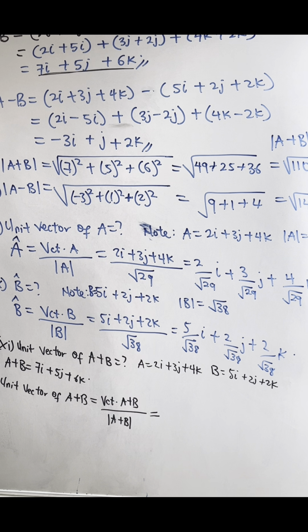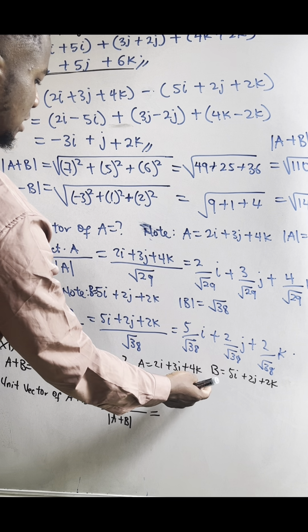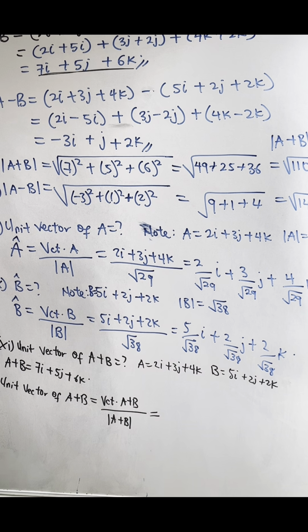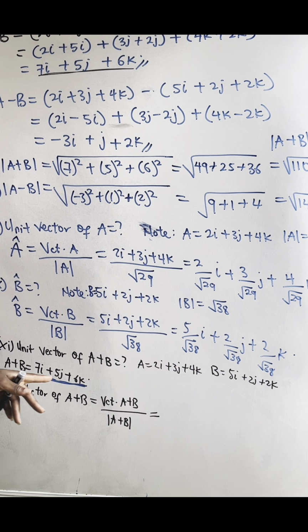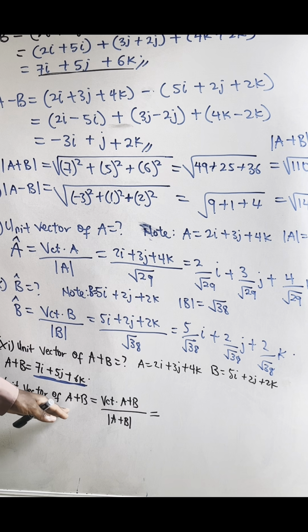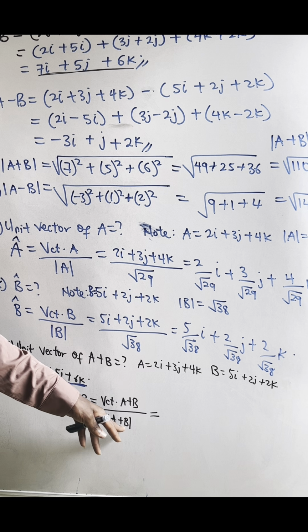Guys, the last question given to us is that we should calculate the unit vector of A plus B, if vector A is this and vector B is this. Now don't forget that we have already calculated our A plus B to be this. What the question is asking us to calculate is the unit vector of A plus B. So this simply means that we have to firstly do the addition of A and B. The addition of A plus B gives us this. So the unit vector of A plus B will now be equal to vector A plus B all over the magnitude of vector A plus B.